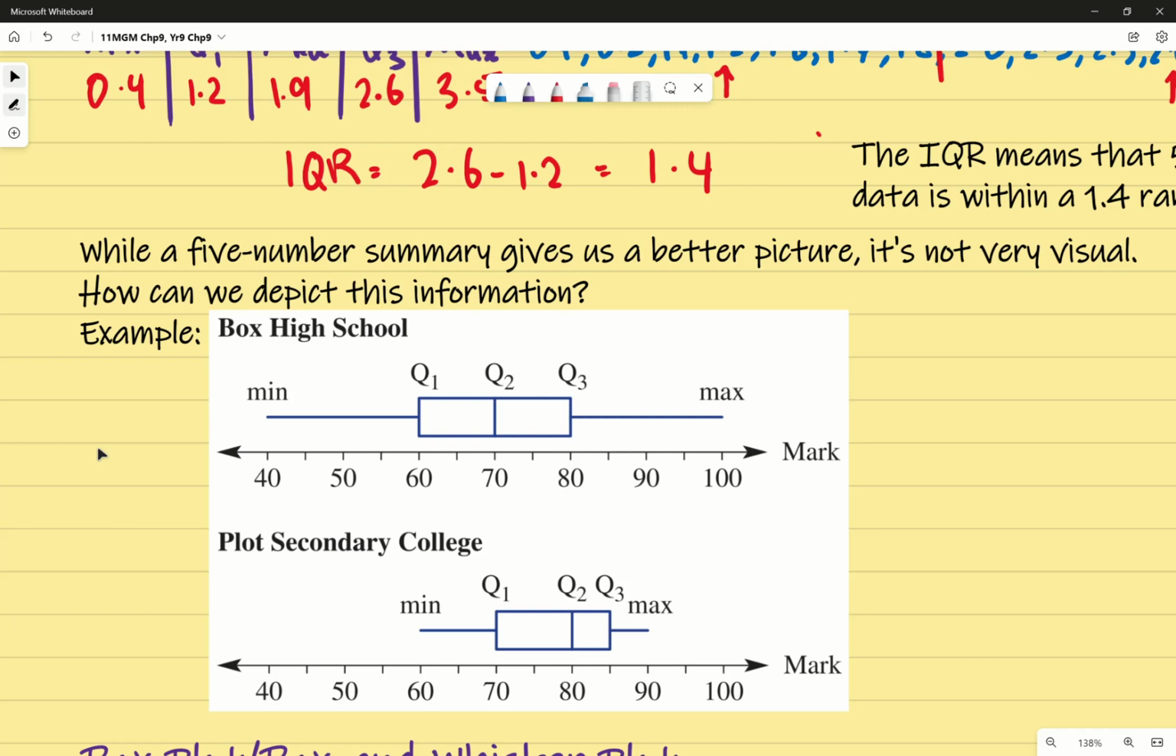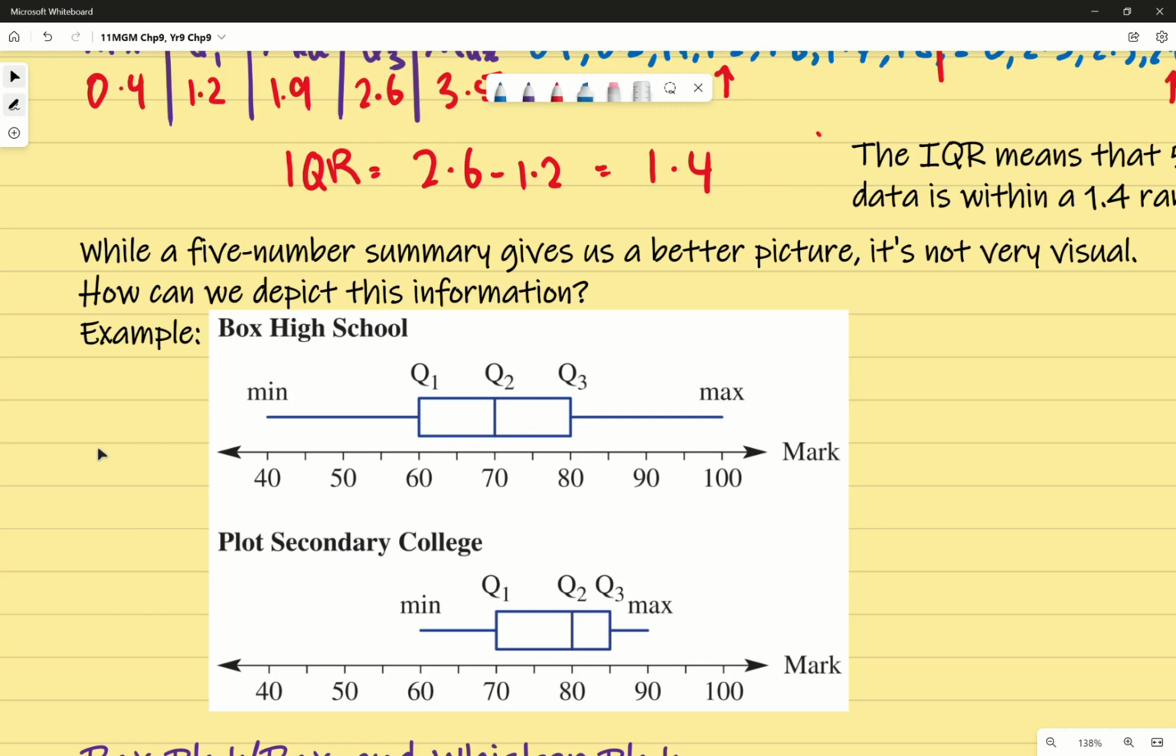Because the data is skewed higher. Okay, so you're saying because the Q1, Q2, Q3 is to the right. I agree, but I'm going to give you a counter argument. Isn't the maximum of Box High School going to be higher, so therefore they've got better results? Well, overall they have more higher results, I agree, absolutely.